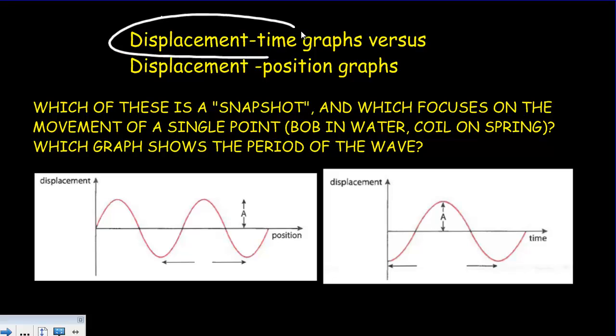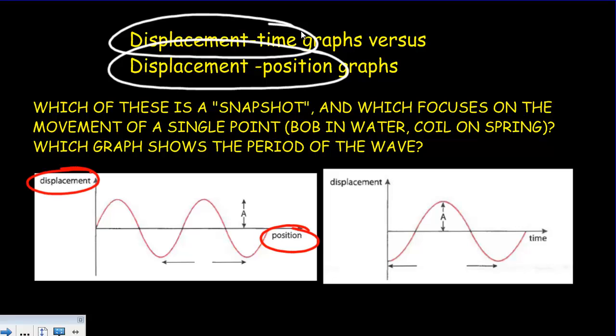When we start graphing this motion, there's basically two different types of graphs that we consider. There's displacement versus time graphs and displacement versus position graphs. So this first graph here, this is displacement versus position.